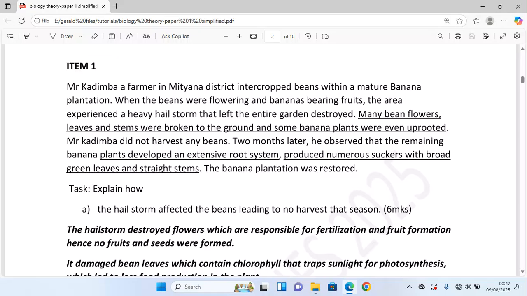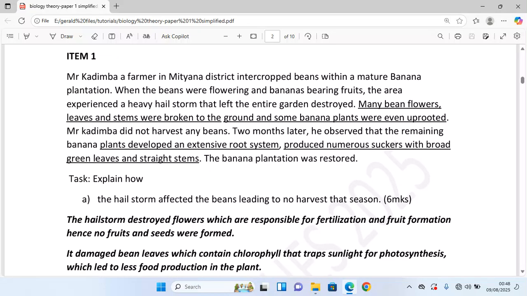Let's go into what makes up item 1. When we look at what item 1 is made up of, we are seeing Mr. Kadimba, a farmer in Mityana district, intercropped beans within a mature banana plantation, and when the beans were flowering and bananas bearing fruits, the area experienced a heavy hailstorm that left the entire garden destroyed. Many bean flowers, leaves and stems were broken to the ground, and some banana plants were even uprooted.